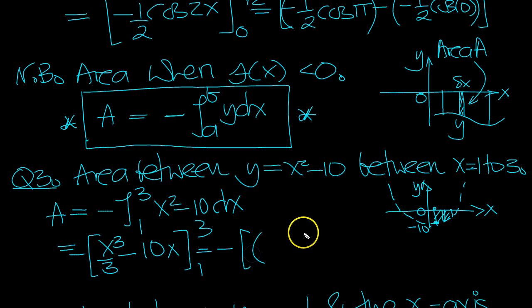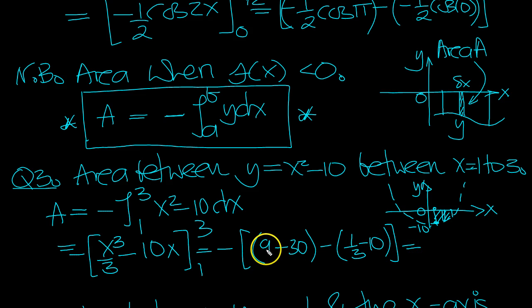Minus, top value take bottom value. Put 3 in: 27 over 3, which is 9, minus 30, as 10 3s are 30. And this one, put 1 in: 1 cubed over 3 is 1/3, minus 10 times 1. Okay, what do we get? We get minus bracket minus 21 on the first. This is plus 10 minus 1/3, plus 10 minus 1/3.